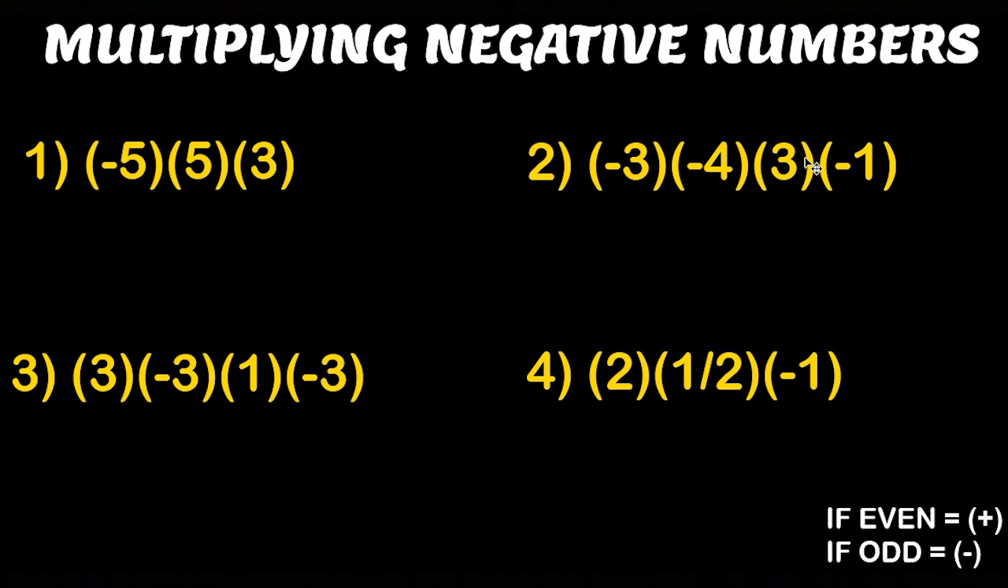You can see this key that I have down here. It says if even, it's going to be equal to positive. And then it says below, if odd, it's going to be equal to negative. So it's really, really simple.